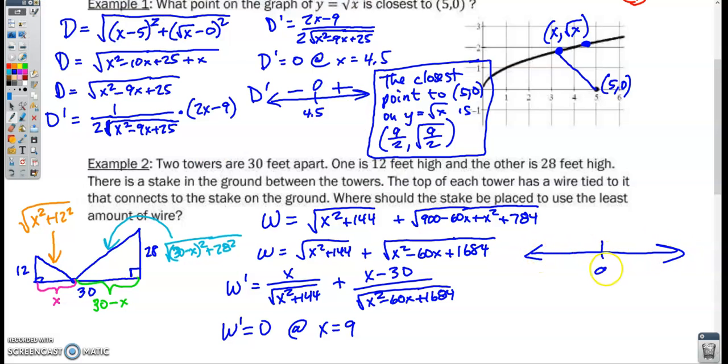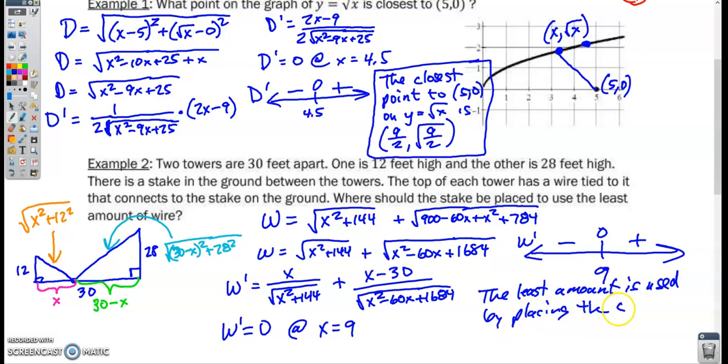So here's my sign chart for W prime. It's negative over there, positive over there, which verifies that this is a minimum since it's a relative minima. And therefore, the least amount of wire is used by placing the stake nine feet away from the 12-foot tower. All right. And it's 21 feet away from the taller tower, the 28-foot tower.